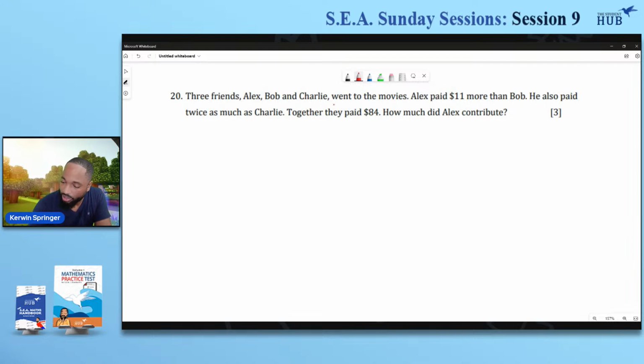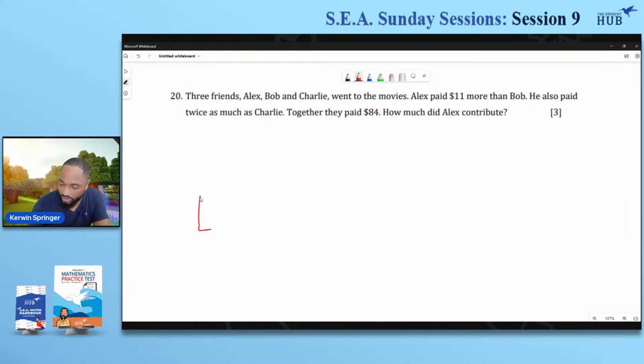So 3 friends, Alex, Bob, and Charlie went to the movies. We're near the end. Alex paid $11 more than Bob. He also paid twice as much as Charlie. Together, they paid $84. Again: 3 friends, Alex, Bob, and Charlie went to the movies. Alex paid 11 more than Bob.